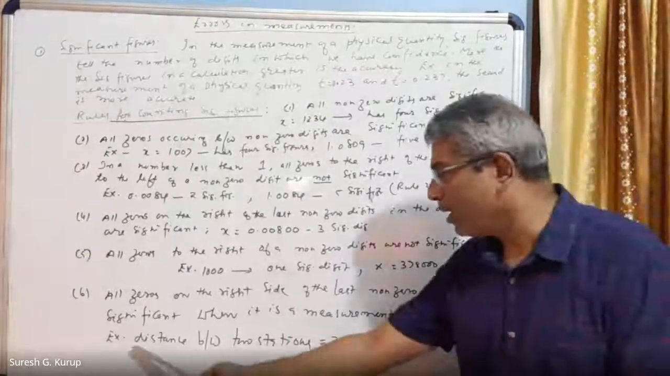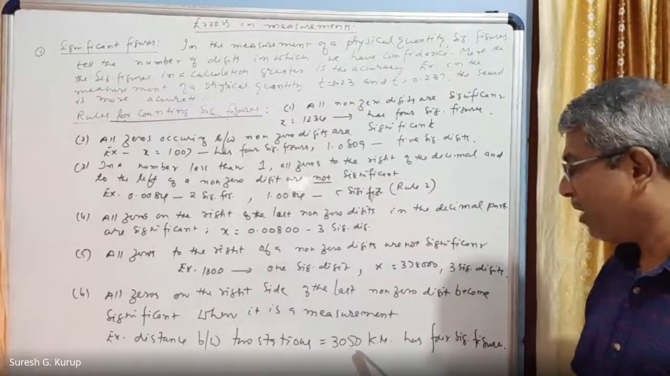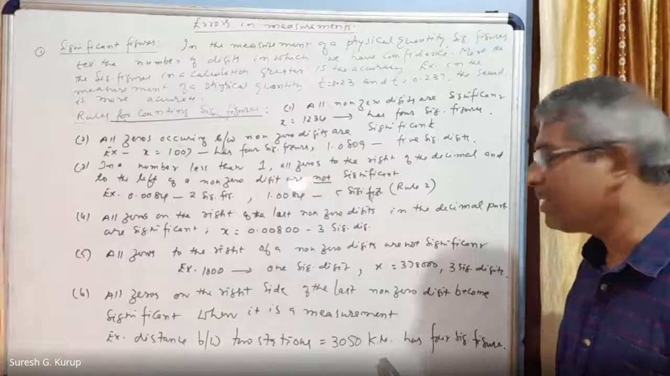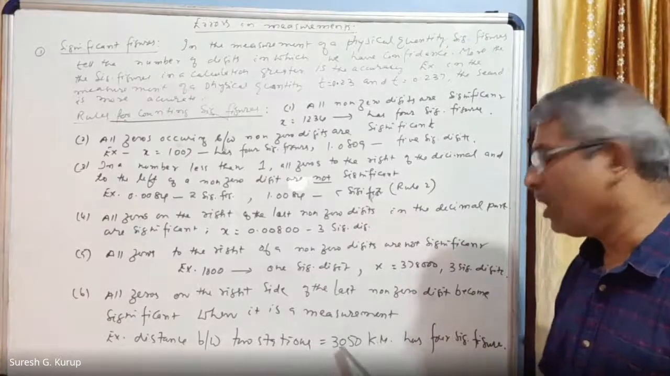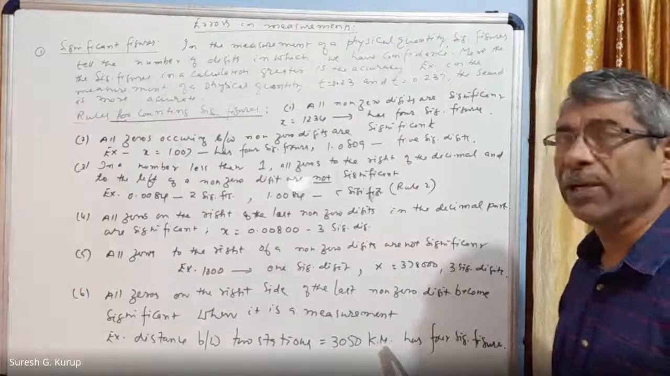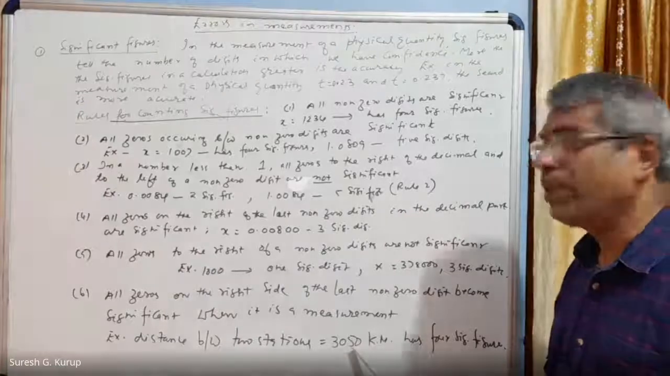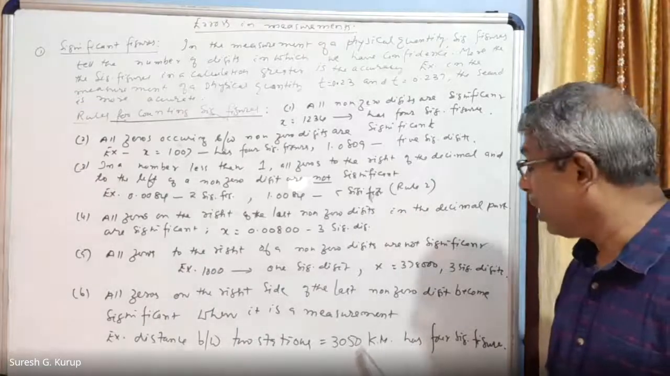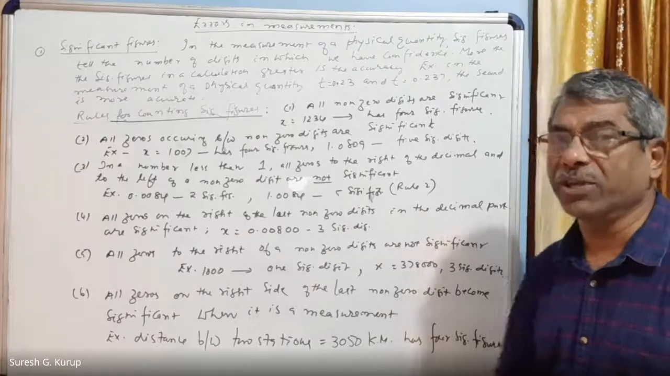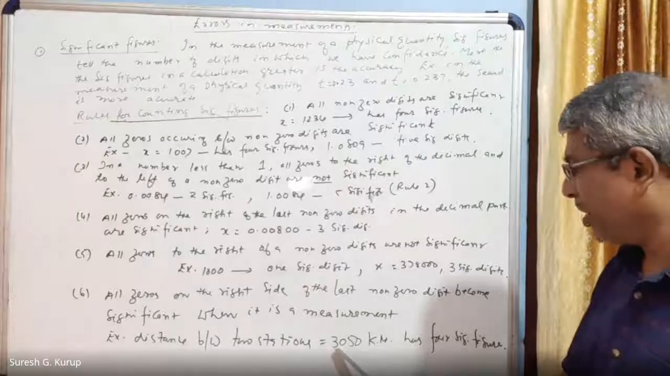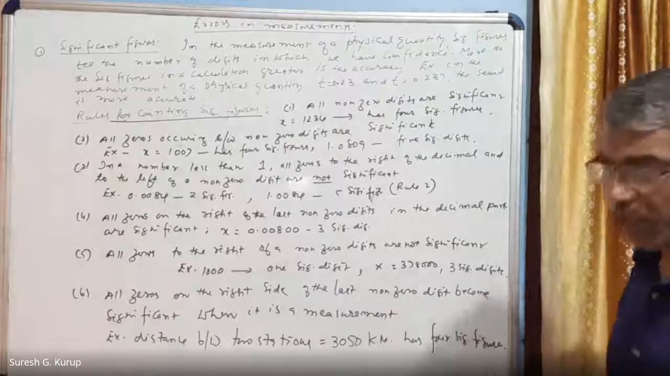As in this number, the distance between two stations is 3050 kilometers. So this is a measurement. It is a measured value. That is why it is written as 3050 kilometers. In this case, this zero is coming on the right side of the last non-zero digit. This also must be taken as a significant figure in the calculation. Am I correct? So this number, 3050 kilometers, has four significant figures.